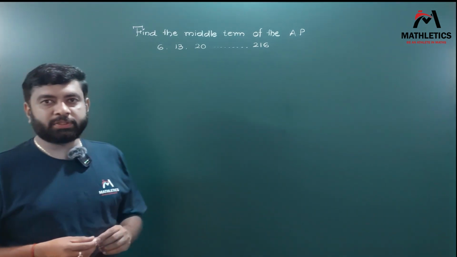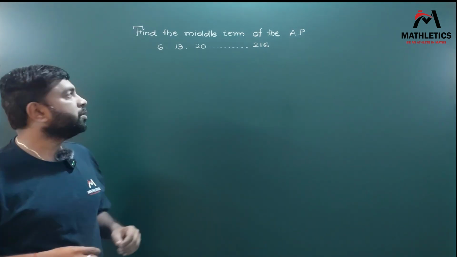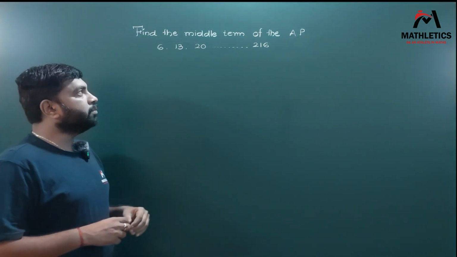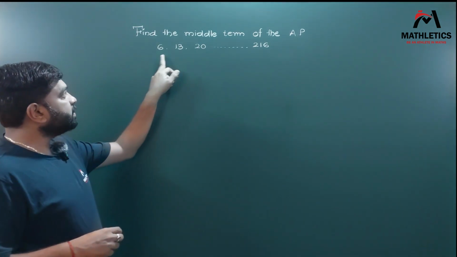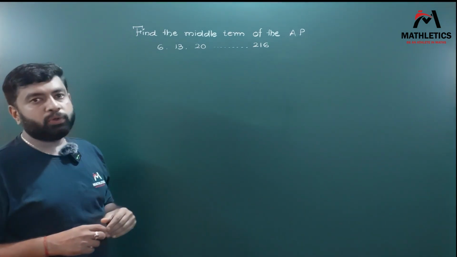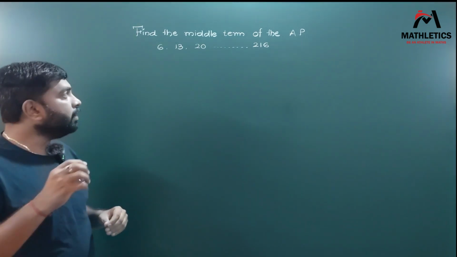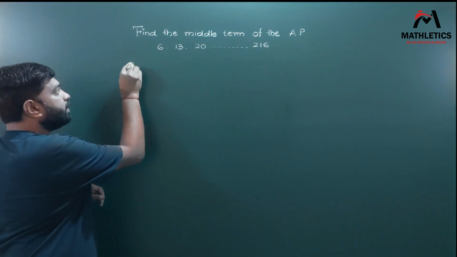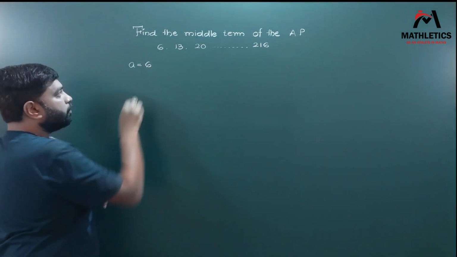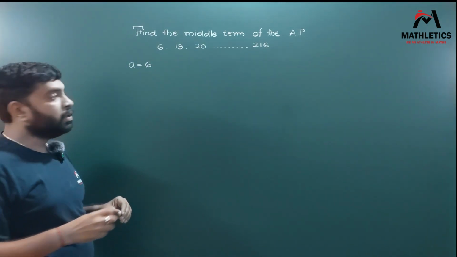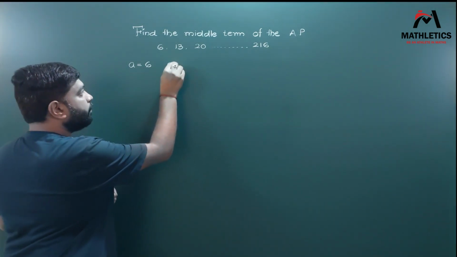In the arithmetic progression, we'll try to understand one more important problem. Find the middle term of an AP 6, 13, 20 and so on up to 216. Here the value of A is given. We can mark the value of A as 6. So we can calculate the value of D.